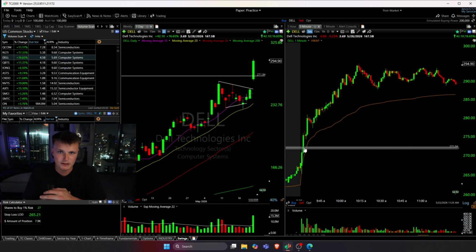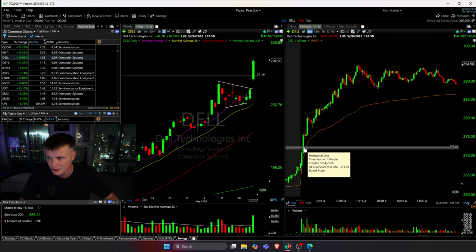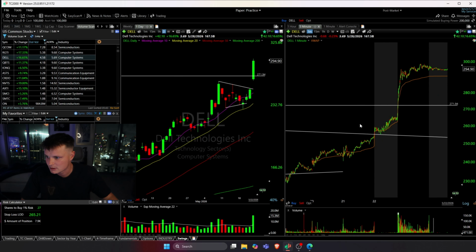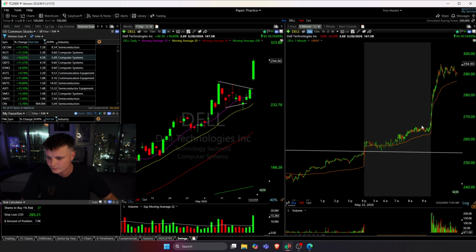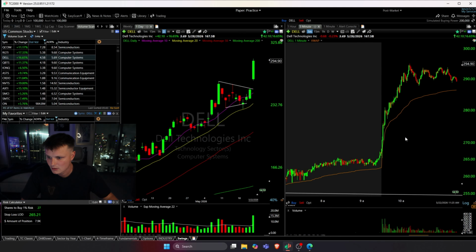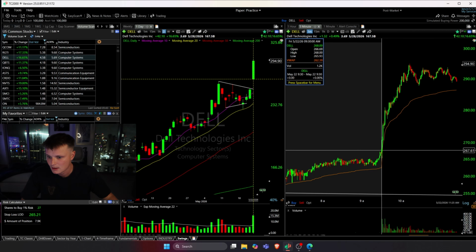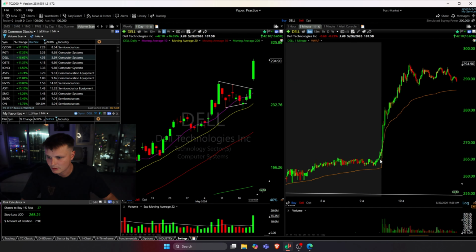And then obviously risk management wise, we put our stop loss always at the low of the day. So the low of that first 1 minute candle. Right, so that low of that first 1 minute candle is where our stop loss will go.